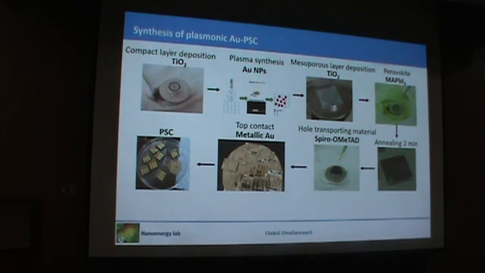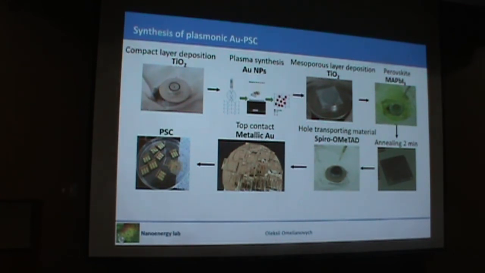So first, compact layer deposition, which is titanium dioxide. Then the aforementioned plasma synthesis, so gold (Au) nanoparticles of 5 nanometer average diameter are synthesized in the plasma beam. Then a mesoporous titanium dioxide layer is deposited using spin coating. Then the methylammonium lead iodide perovskite is deposited using two-step spin coating. After that, the sample is annealed for 2 minutes to obtain the thick perovskite film.